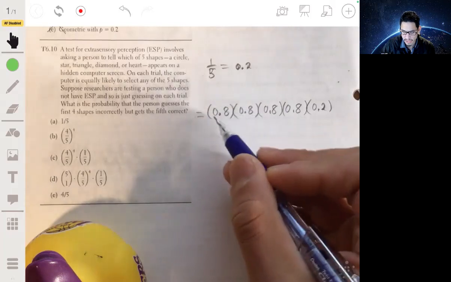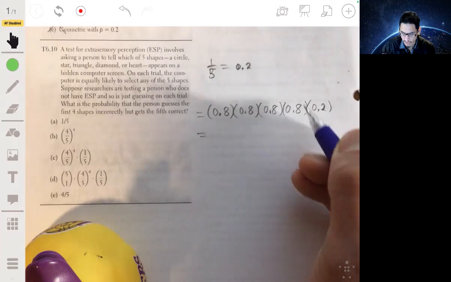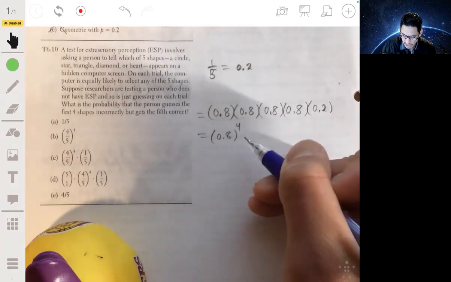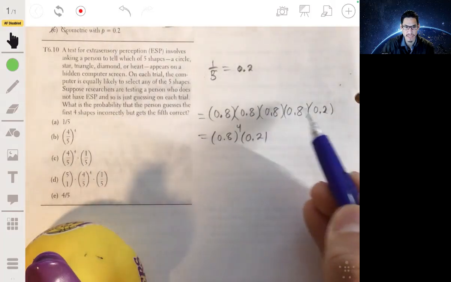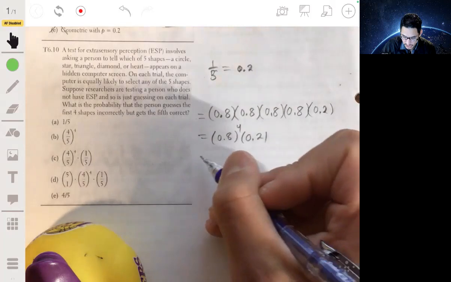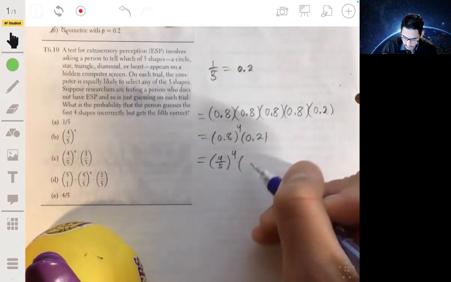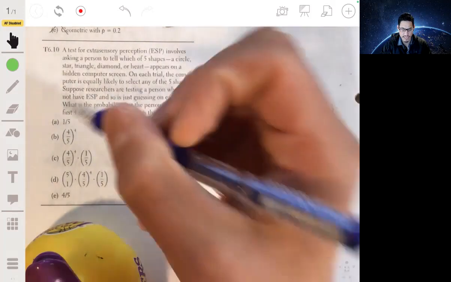So this is basically the same as 4/5 times 4/5 times 4/5 times 4/5, or 0.8 to the fourth times 0.2. Because it looks like they have our answers in fractions, let me rewrite this as a power. So this is just 4/5 to the fourth times 1/5 to the 1, or times 1/5. So our answer then is C.